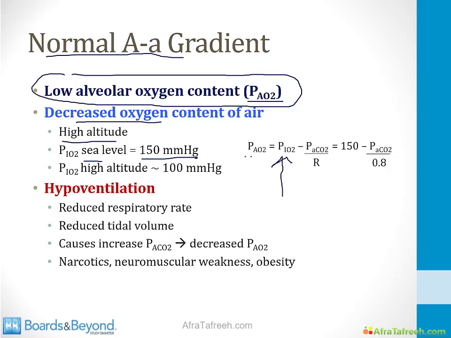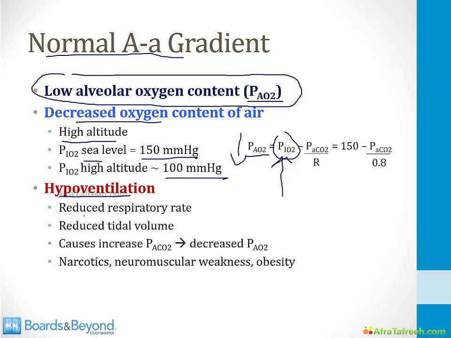It determines the PaO2. If you ascend to high altitude and go high enough, the PiO2 can become as low as 100. So when this PiO2 becomes very low, that's going to decrease the PaO2 and cause hypoxemia at high altitude with a normal AA gradient.